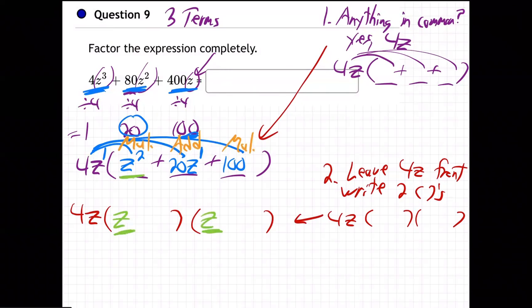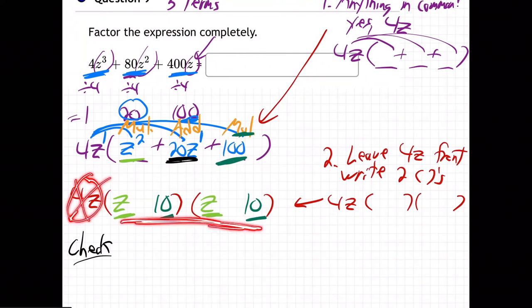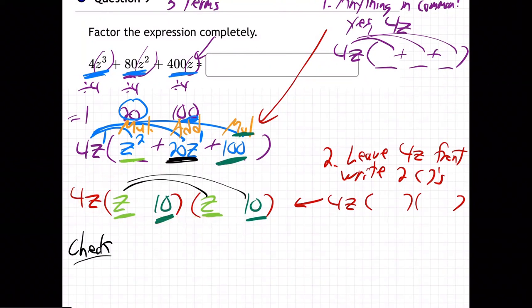And then we need the last times the last to make 100. Well, that's 10 times 10 to multiply to be 100, right? Okay, but no signs yet, no pluses, no minuses. How do we find out what they are if everything's right? We got to check to make sure the middle is good. Let's check. So again, not the 4z, just leave that. We're just checking the parentheses. So just the parentheses, boom, boom. That'll be z squared, 10z, and then boom, boom, another 10z and 100.